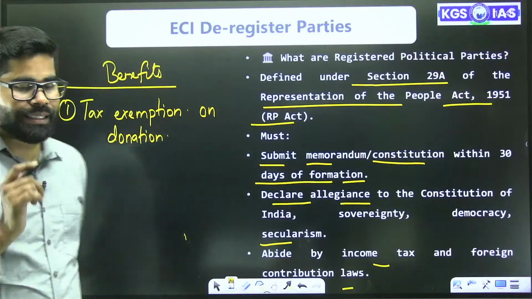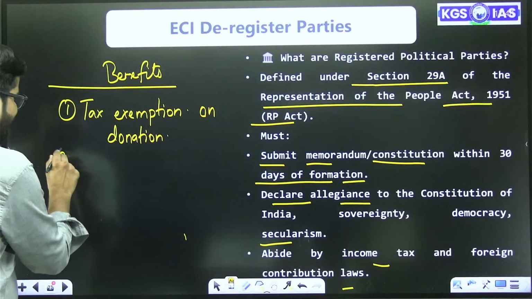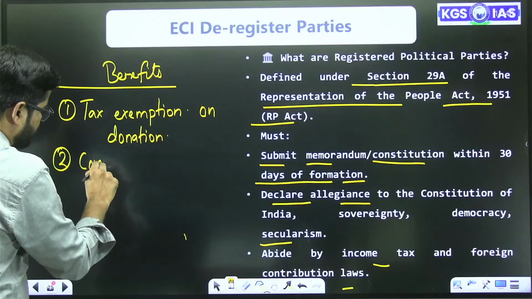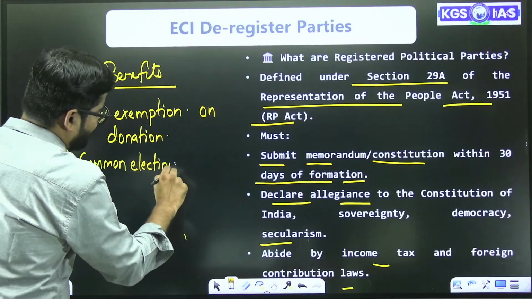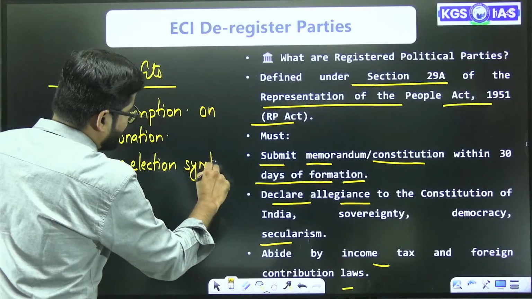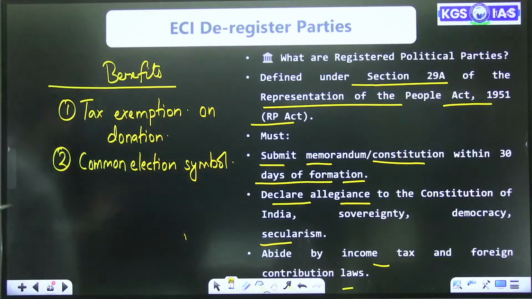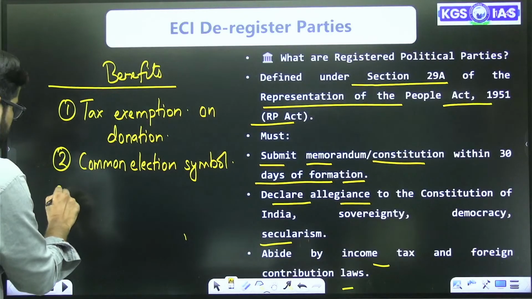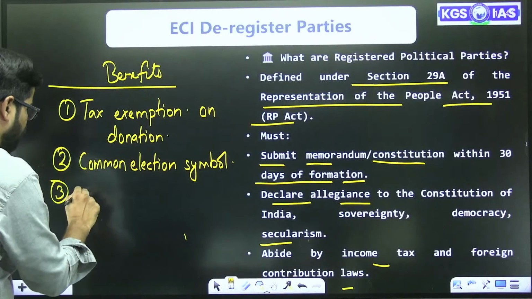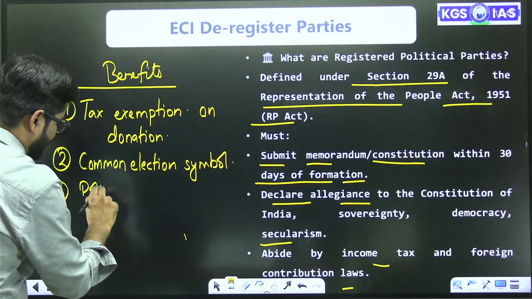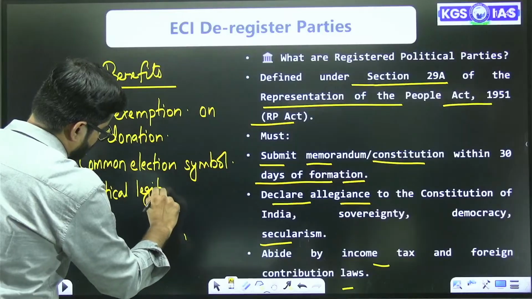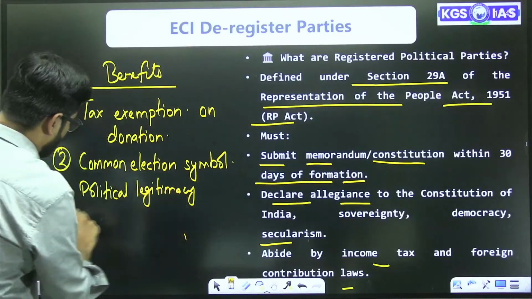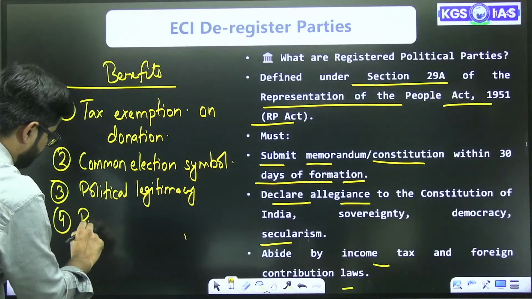They are also going to have a common election symbol. Those who are not contesting elections, for them this common election symbol doesn't matter. Then we have other benefits. If we talk about this, political legitimacy is there. Public trust.